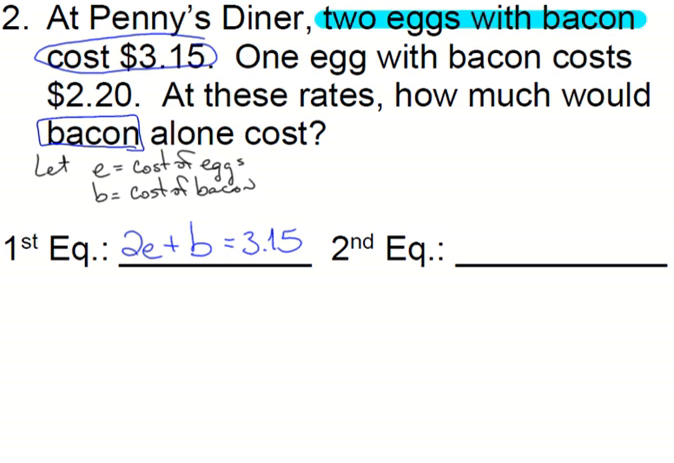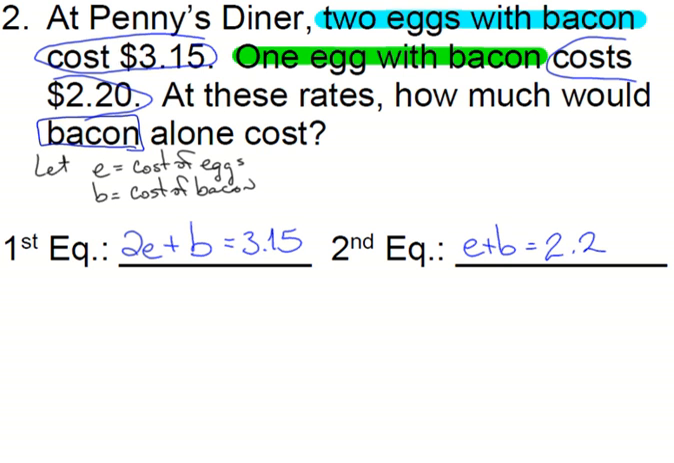My next sentence here says 1 egg with bacon, so that's going to be E plus B costs $2.20, so that equals 2.2. My goal is to find the cost of my bacon, so I'm going to take equation number 2, the E plus B is equal to 2.2, and I'm going to solve for my E. So when I go back and substitute, I only have one variable left, that would be my bacon. So here I'm going to subtract B from both sides.